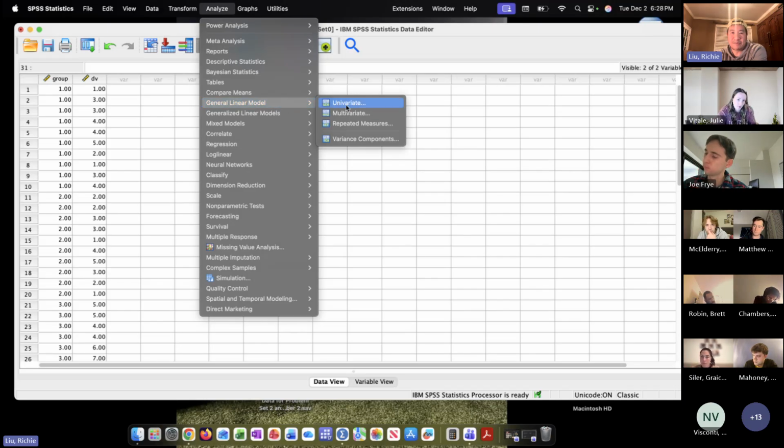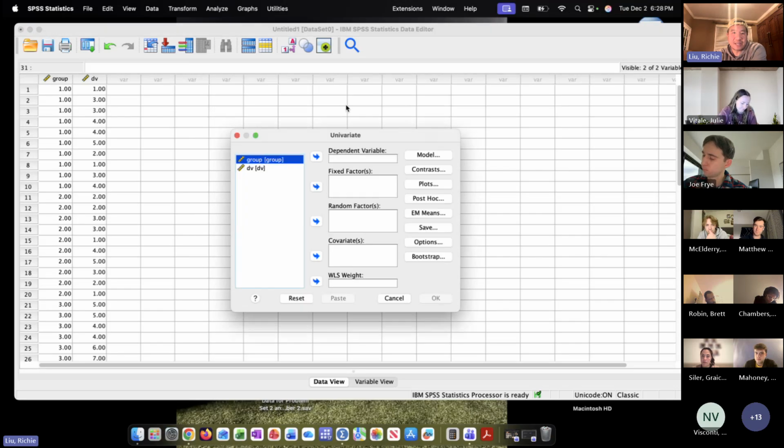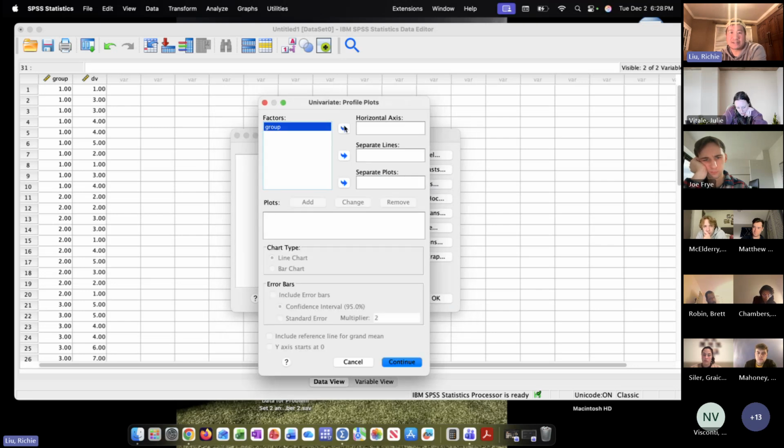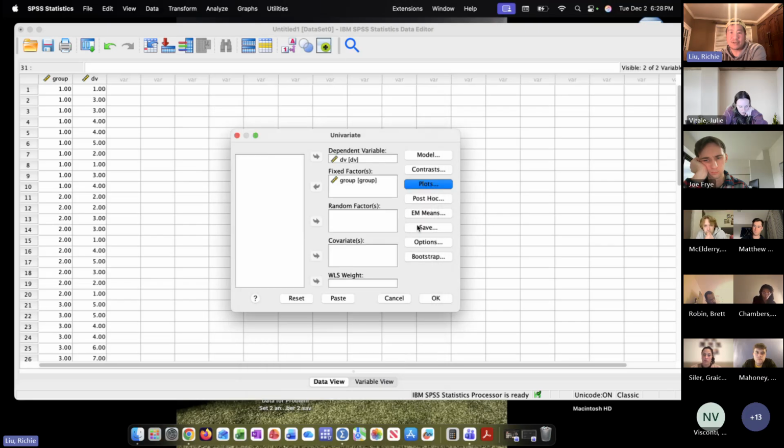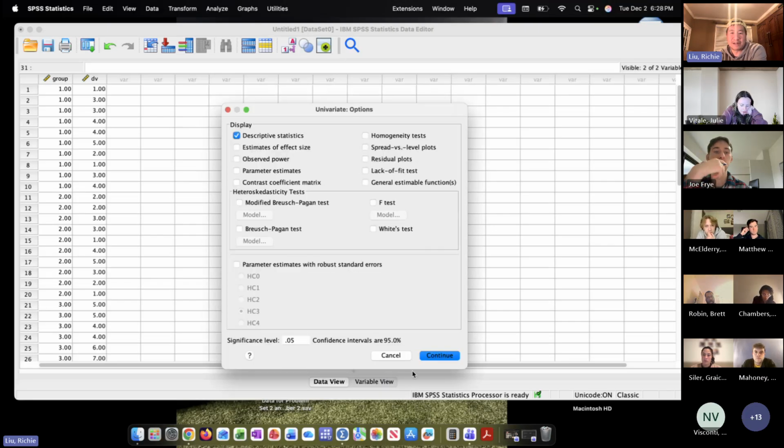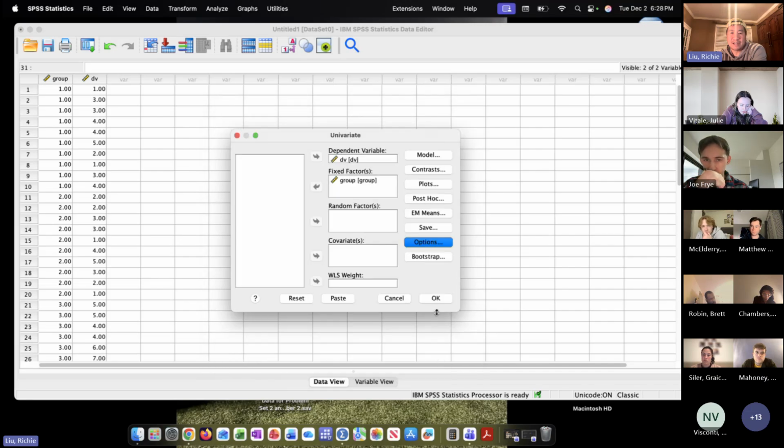So GLM, univariate, and this test runs everything. That's why I prefer this one versus the other one. Your DV obviously goes into the dependent variable box, and then your group variable will go into fixed factor. You're going to go ahead and create a plot to make the interpretation easier for you. You don't have to, but it makes a lot of things easier. And then I'm going to go ahead and run my descriptives under options, and I'm going to hit OK.